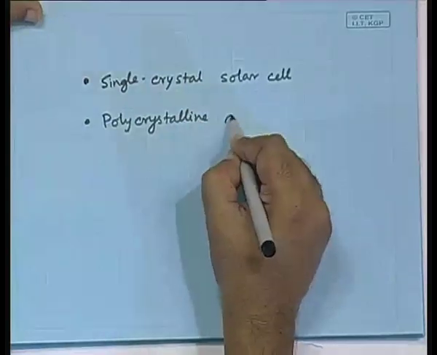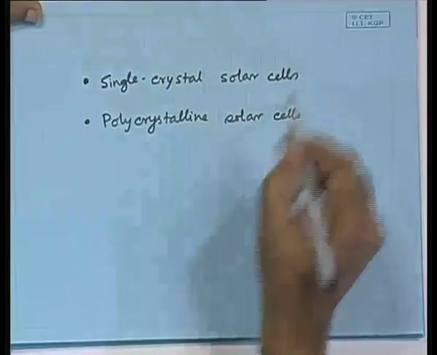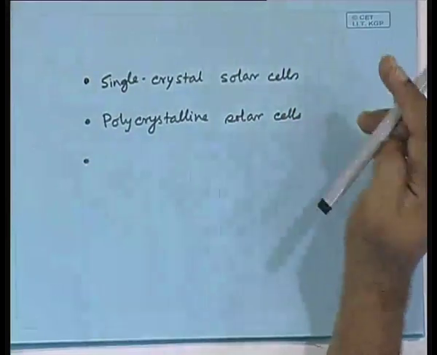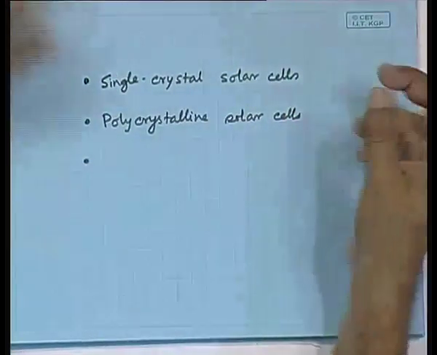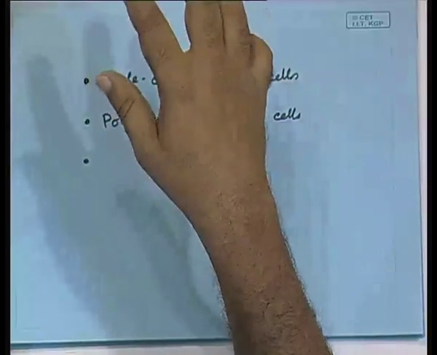Polycrystalline, and polycrystalline means there is a crystal structure, but the whole thing is not made of one single crystal. So, that is the polycrystalline solar cells. For example, in India the Tata BP Solar, that company manufactures the polycrystalline solar cells, while BHEL, CEL and companies like that produce single crystalline solar cells.